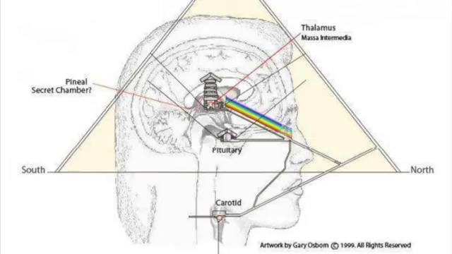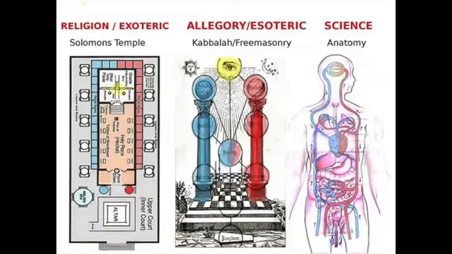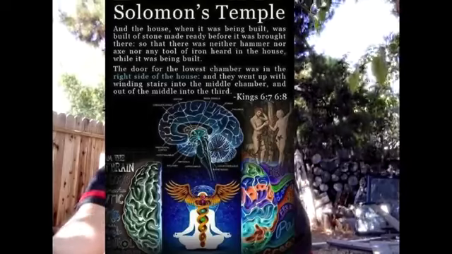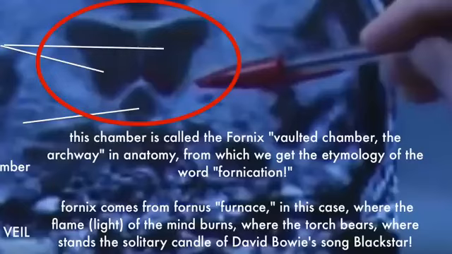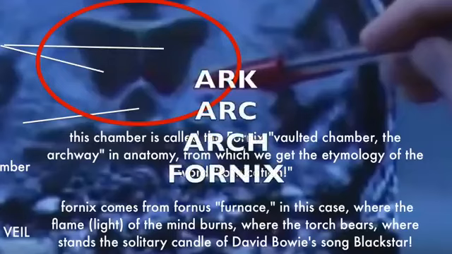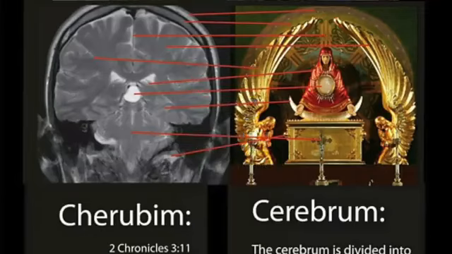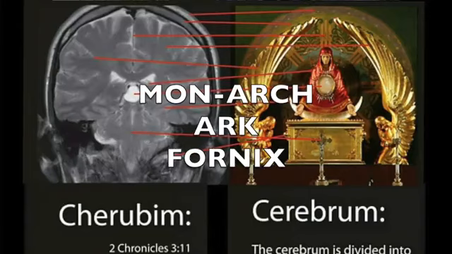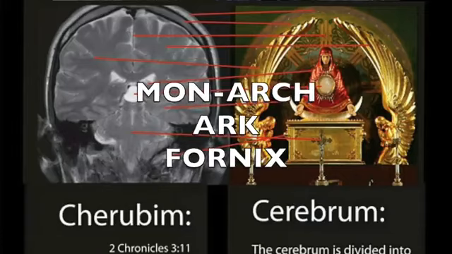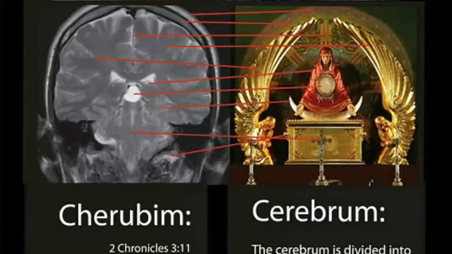And it's also what corresponds in biblical theology to Solomon's temple, the Holy of Holies, the innermost chamber. And this monarch image here, the hypothalamus, the optic thalamus region, is also the Ark of the Covenant. The Ark of the Covenant, meaning an archway, as in the fornix, the vaulted chamber, the vault of heaven. The two wings of this monarch correspond to the two cherubim, which guard the Ark of the Covenant, which are two sphinxes, whose wings are touching.